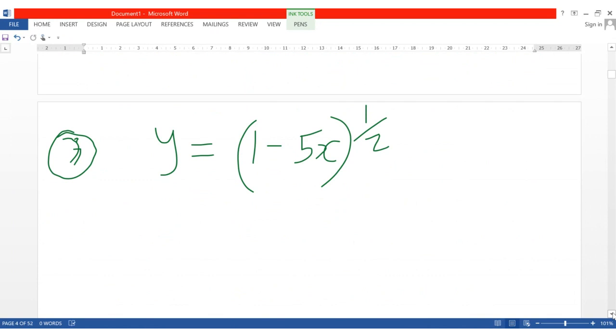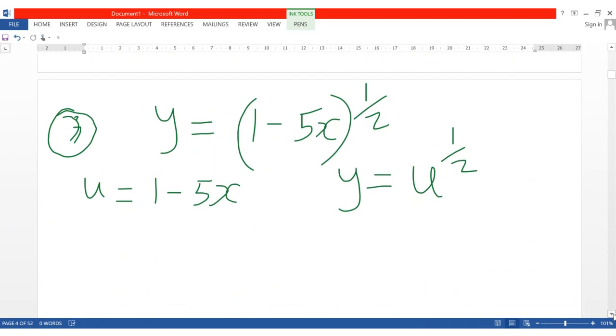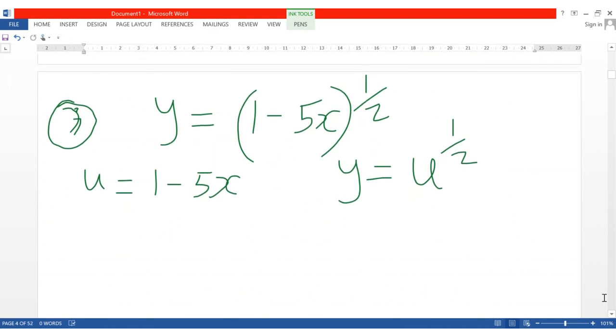So again, I'll introduce a u. So let u be whatever is in the brackets. Then I will write y in terms of what? U raised to power half. Then I'll differentiate this one. The function on the left is u, so I'll have du. The function on the right here is x, so I'll have dx.